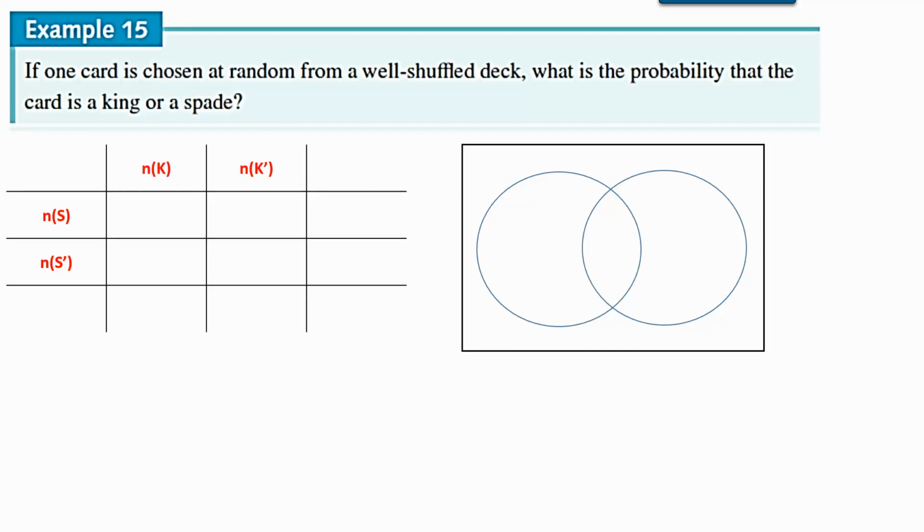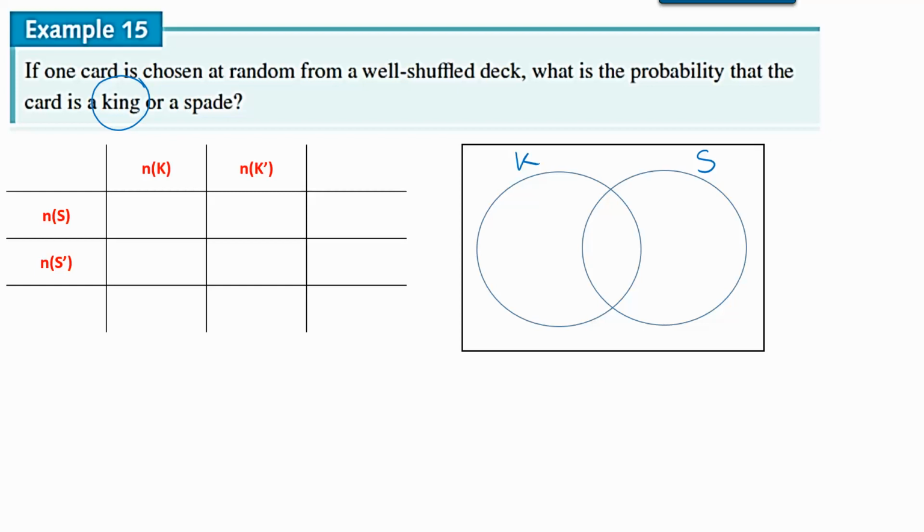Now, to answer this question, you have a choice of either getting a king. That's a king there, so I want you to copy this down. Venn diagrams, yeah? King or a spade. Now, listening.